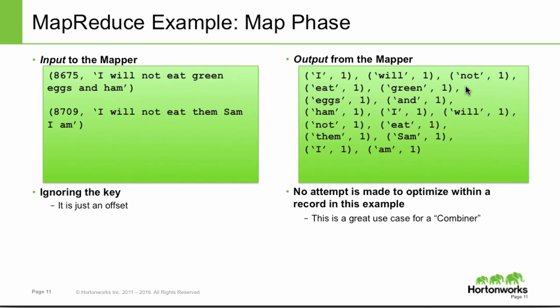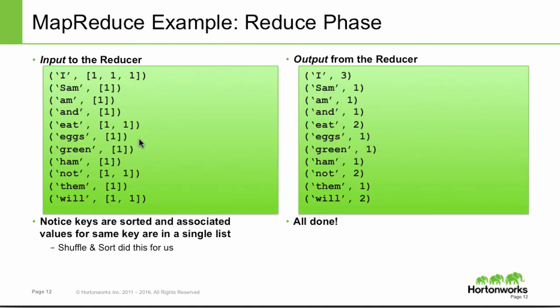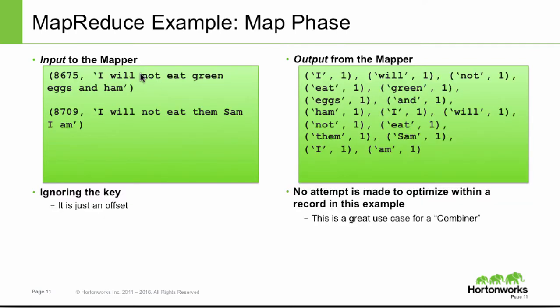And if you start imagining, there are definitely words like I and eggs and ham that are going to be many of those involved in this magical book. So what's going to ultimately happen, that shuffle and sort phase, that's the magic that ensures that a single reducer only gets called once for a given key that was emitted out of the map phase. So in our case, the word I is in there 3 times. Will is in there twice, and eat is in there twice.